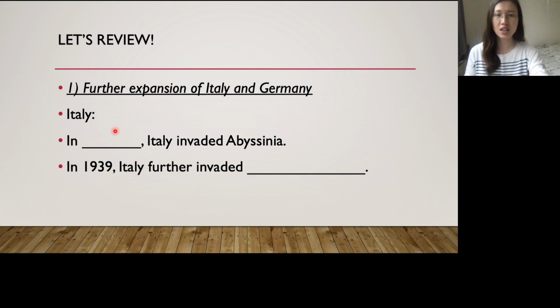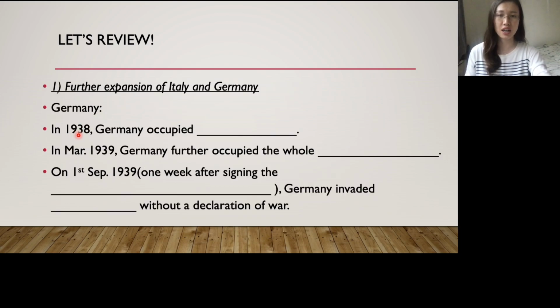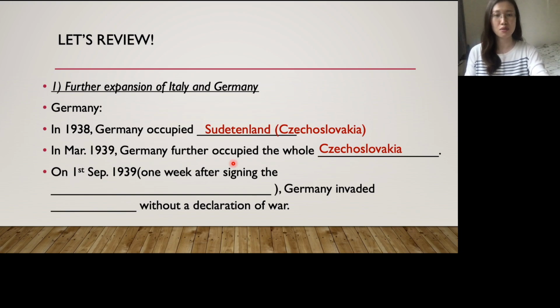So first, Italy in 1935, they invaded Abyssinia, and in 1939, after they joined together with Germany as the Axis power, they further invaded Albania. And also for Germany, in 1938, they occupied firstly Sudetenland, which is a part of Czechoslovakia, with the excuse that most of the people living in Sudetenland were Germans. And also, the next year, in March 1939, Germany further occupied the whole Czechoslovakia with a similar claim.